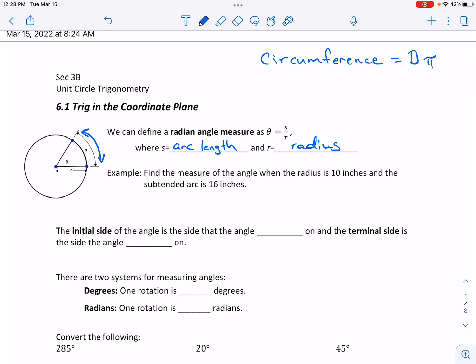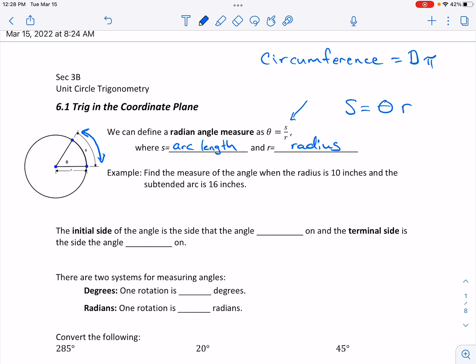But if I only want to go around part of the circle, then I can use this formula to figure out the distance. In order to get s by itself, since s is being divided by r equals the angle of rotation, if I multiply both sides by r, then I get the equation s is equal to theta times r. So we multiply the angle of rotation times the radius to get the arc length.